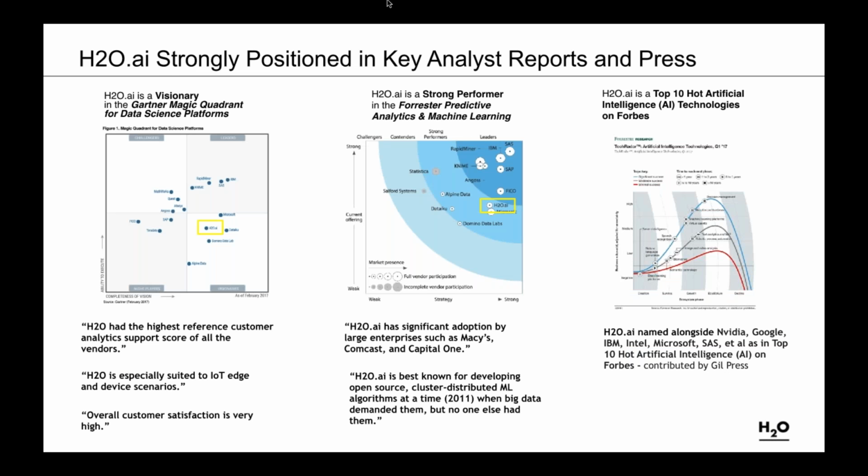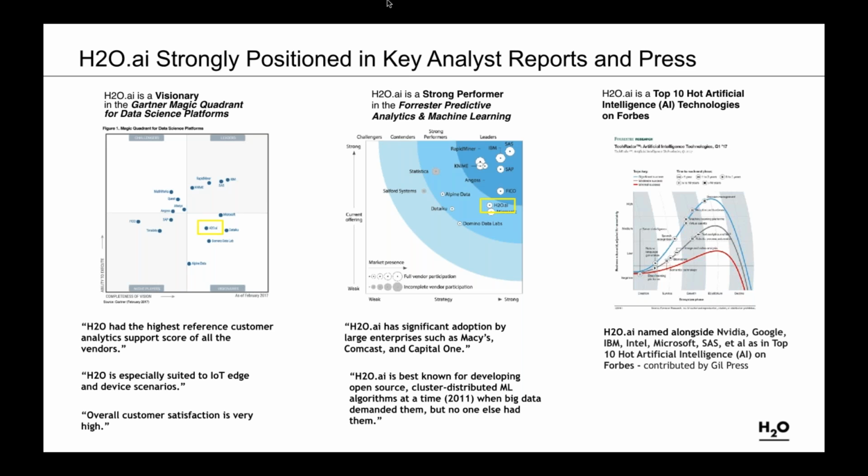I want to give you some anecdotes on why we're chosen for Gartner MQ, the Magic Quadrant, and also Forrester Wave. For example, in Gartner Magic Quadrant, you can see that we have very high regard from our customers. And Gartner also thinks that we are especially suited to IoT, edge, and device scenarios. And for Forrester, again, they recognize that we have significant adoption by the large enterprises.